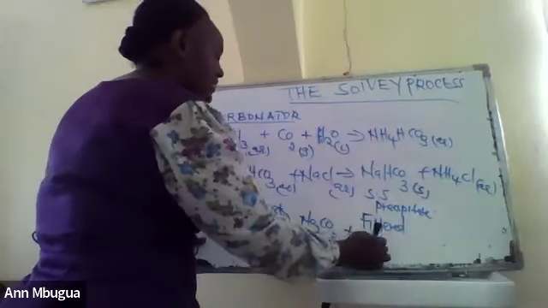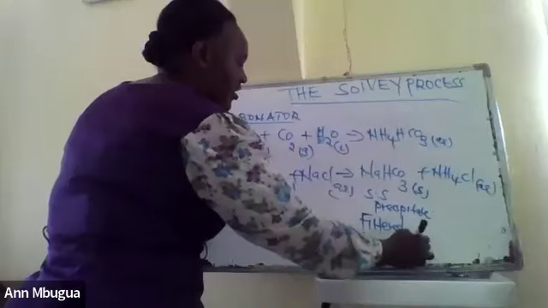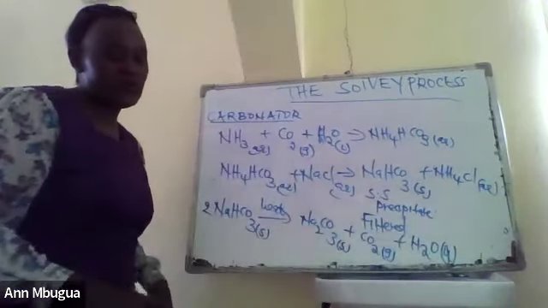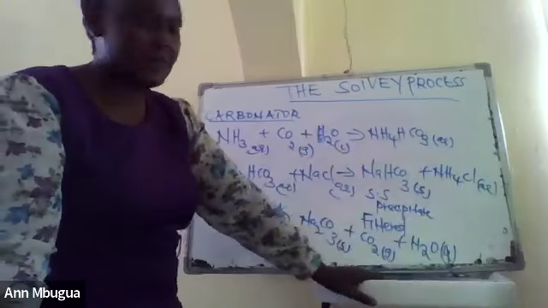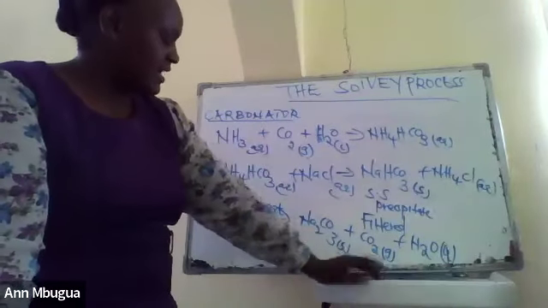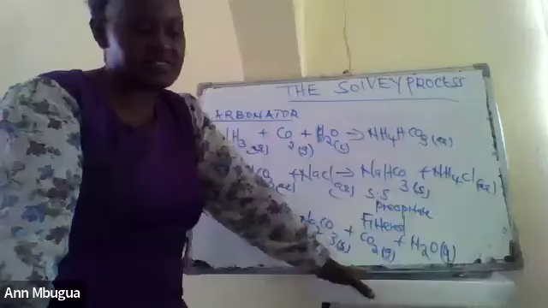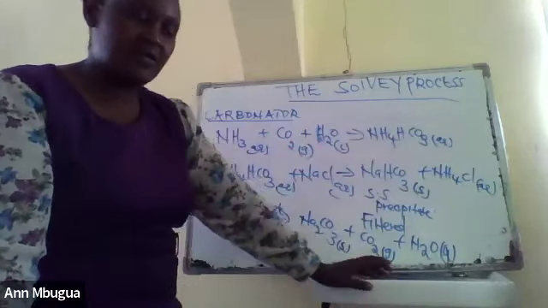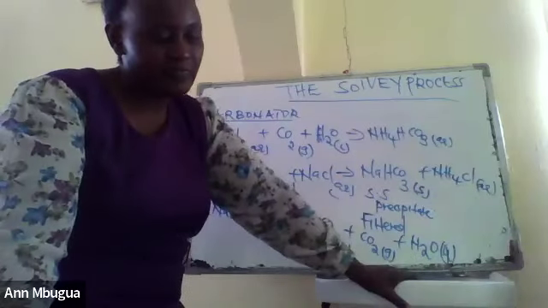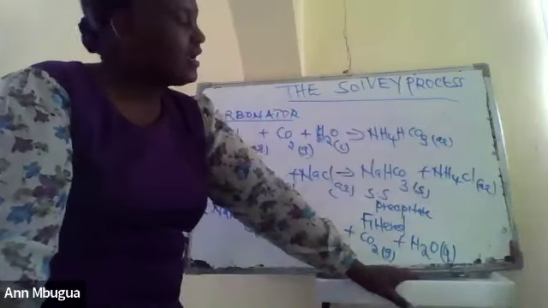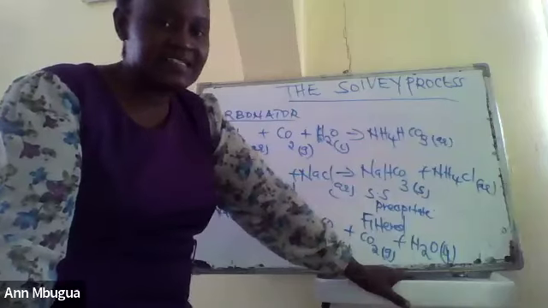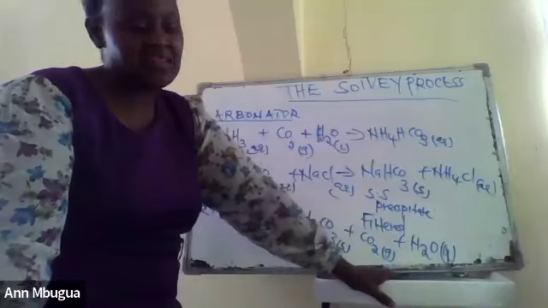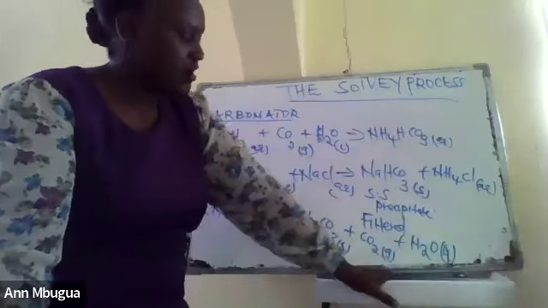Other byproducts are carbon 4 oxide and water. So this carbon 4 oxide is recycled. It's taken back to the carbonator from the bottom. And in the kiln, we had two substances. One of them was coke and the other one was limestone.